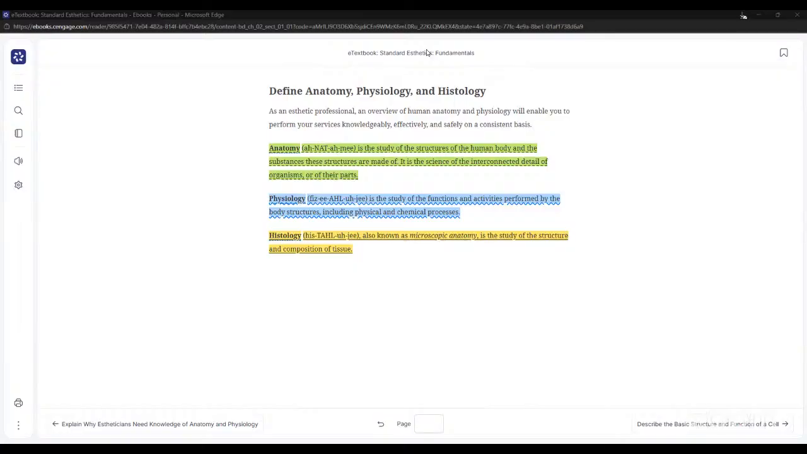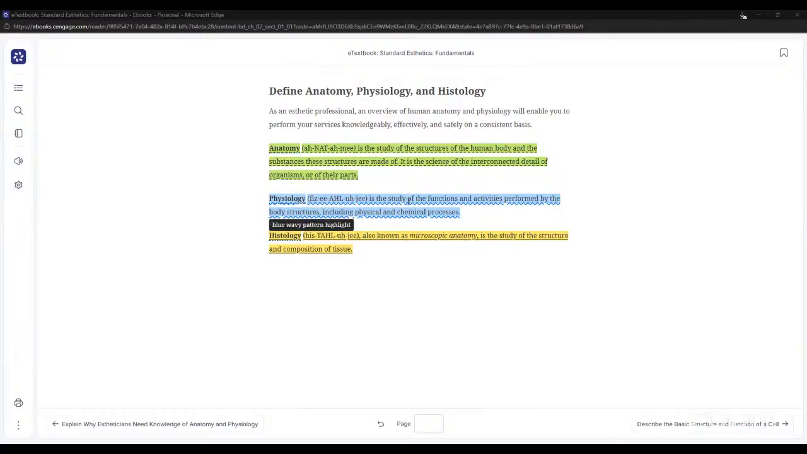All right, let's look at definitions. Remember, we are looking at our flashcards. Our terms are going to be very important. Anatomy, physiology, histology. Let's define the difference between the three. Anatomy, the study of the structures of the human body. Okay? Structures of the human body.